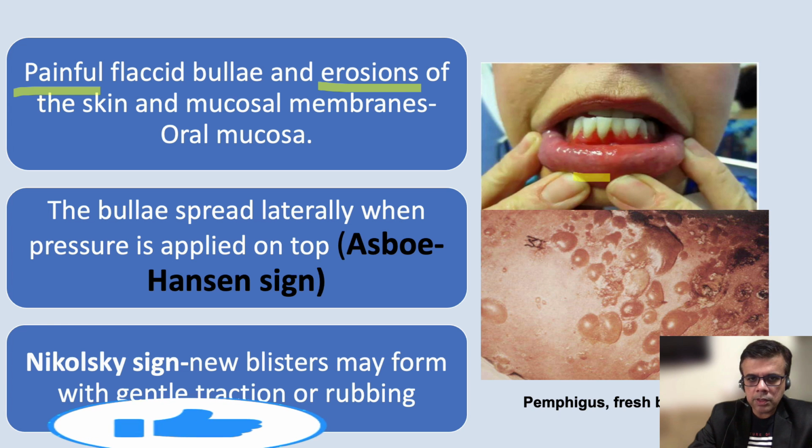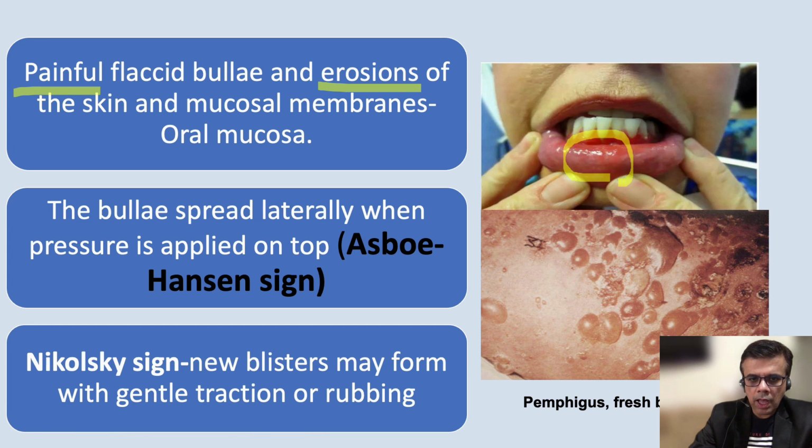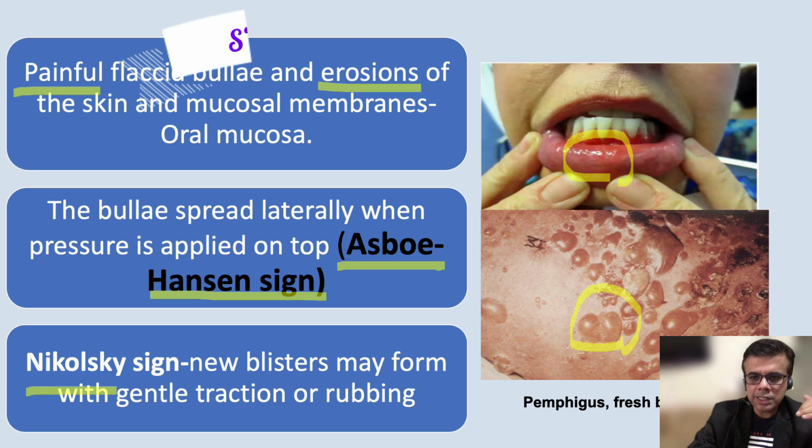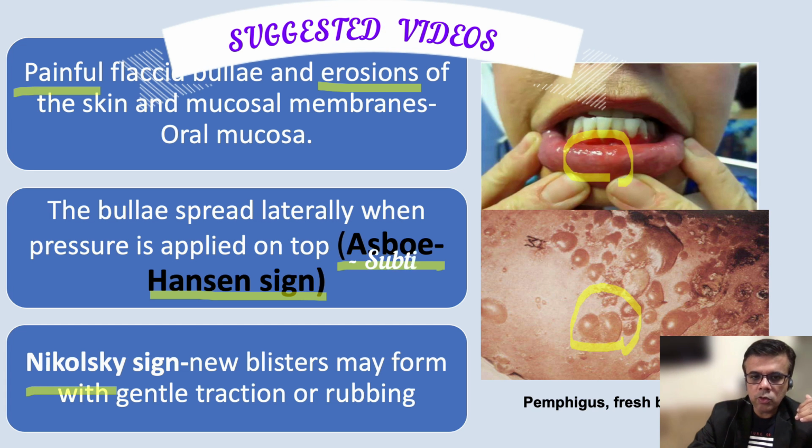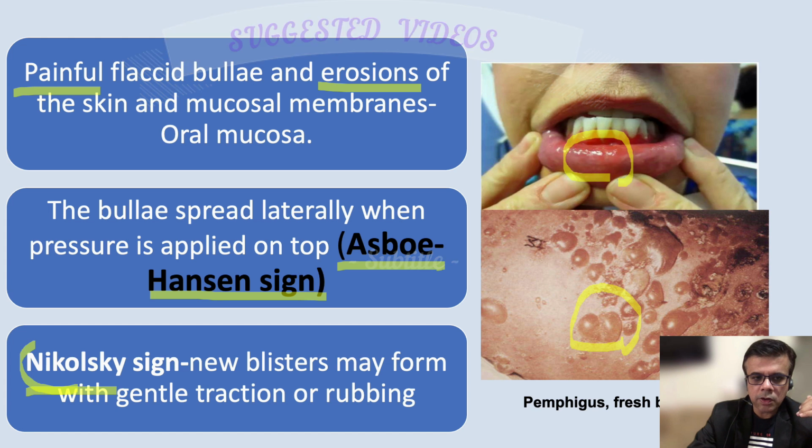As you can see in the image, the erosions can be seen, and you can see the fluid-filled lesions, the bullae, over here. The two common clinical signs that you need to remember are the Asboe-Hansen sign, where the bullae spread laterally when pressure is applied from the top, and the Nikolsky sign, where with a gentle traction or rubbing, new blisters or bullae may get formed. The Asboe-Hansen sign and Nikolsky sign may be there in your vignettes and options. These are important high-yield clinical signs of Pemphigus vulgaris.